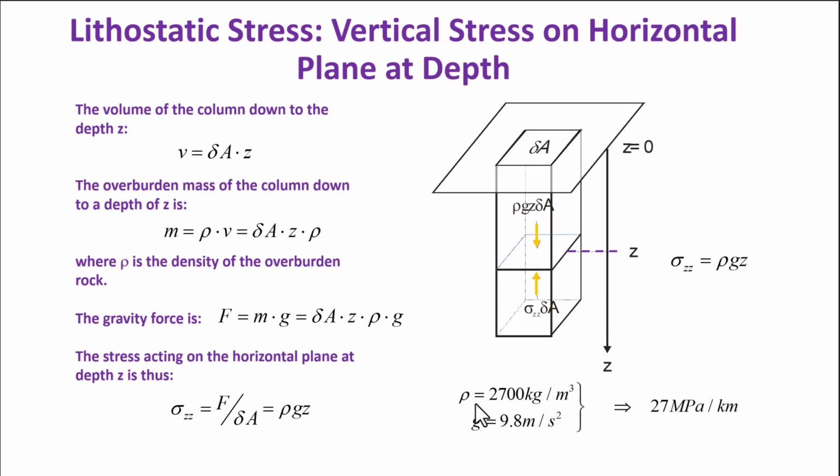If we plug in some numbers, the average density of the continental crust is 2,700 kilograms per cubic meter and g is 9.8 meters per second squared, we get something like 27 megapascals for every kilometer we go down from the surface of the Earth.